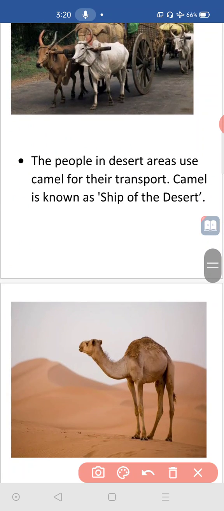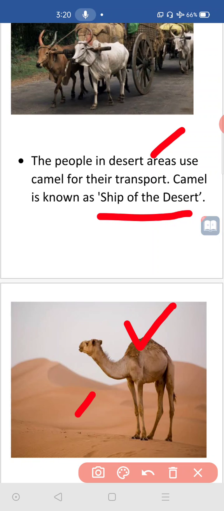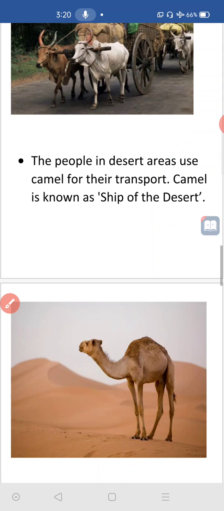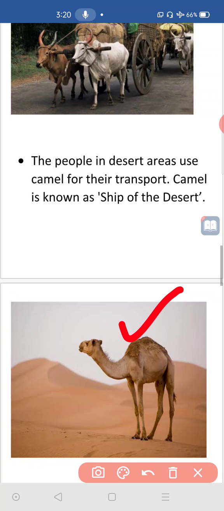And the people in desert areas use camels for their transport, especially in desert areas. Desert, in our previous class you already learnt it. Camel is known as the ship of the desert. People use camels in the desert areas to move from one place to another place. Keep it in your mind that camel will be used in the desert area by the people, and it is known as the ship of the desert. Ship moves on the water, but here camel is considered a ship in the desert area because people use it more in the desert area.